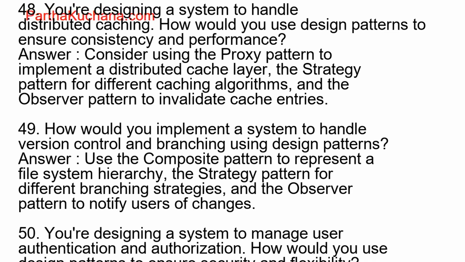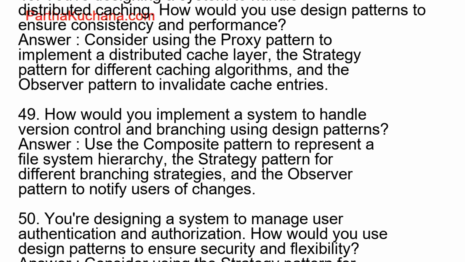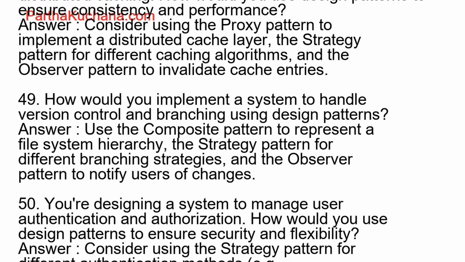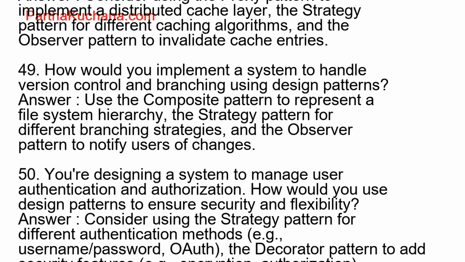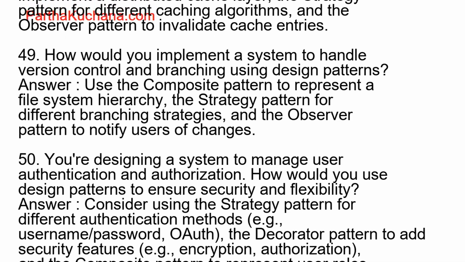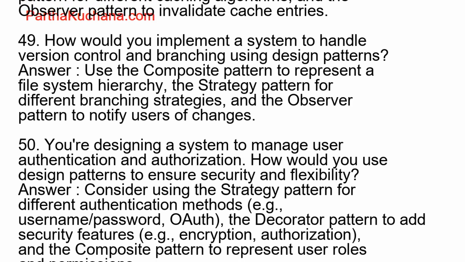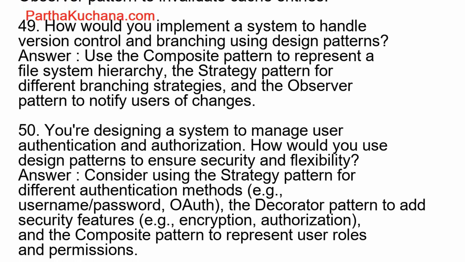49. How would you implement a system to handle version control and branching using design patterns? Answer. Use the composite pattern to represent a file system hierarchy, the strategy pattern for different branching strategies, and the observer pattern to notify users of changes.